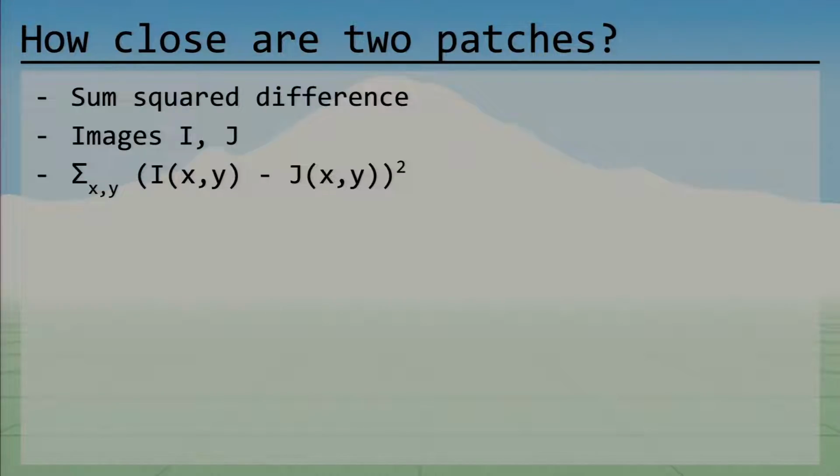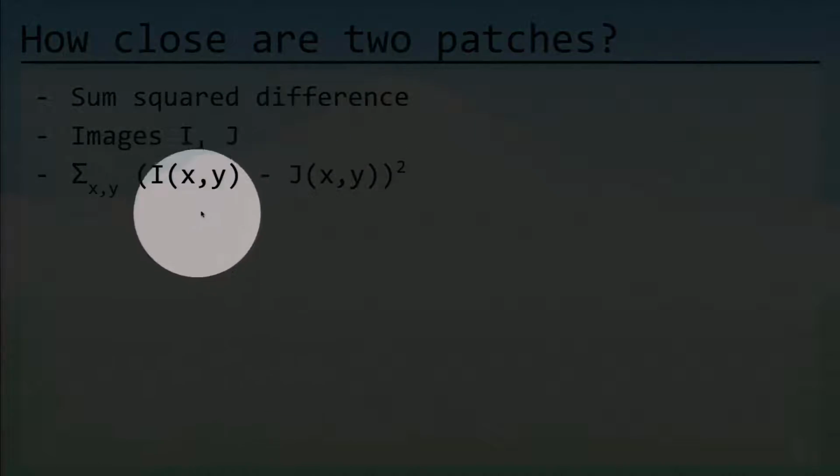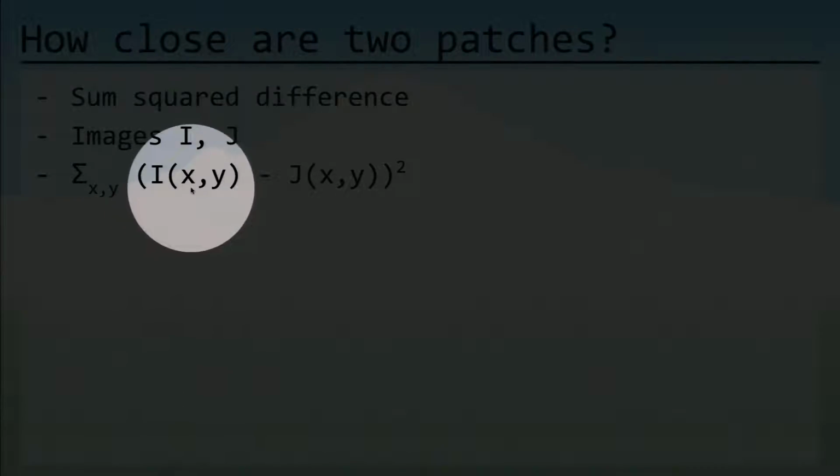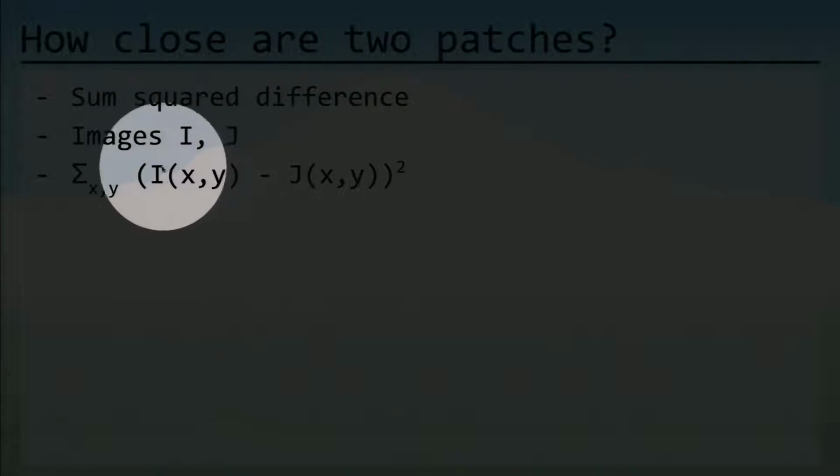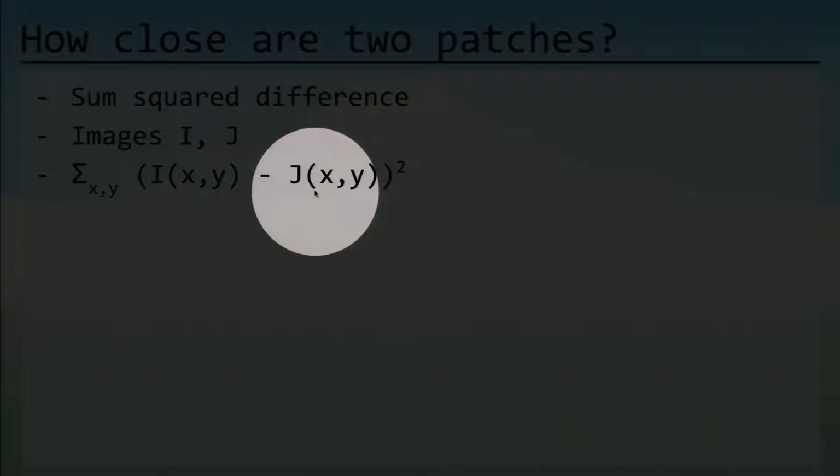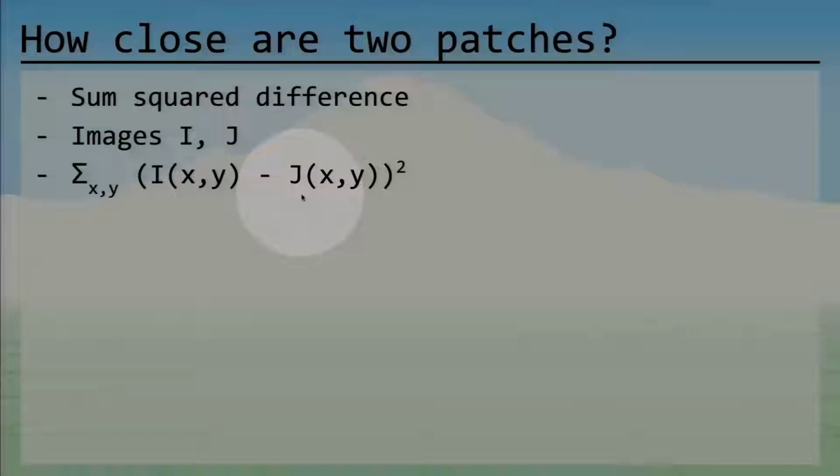So I of x, y is just the pixel value at x, y in image I, and this is the pixel value at x, y in image j. And we're just going to subtract them from each other and square this. This is just what you think of as squared distance or Euclidean distance, but without the square root.